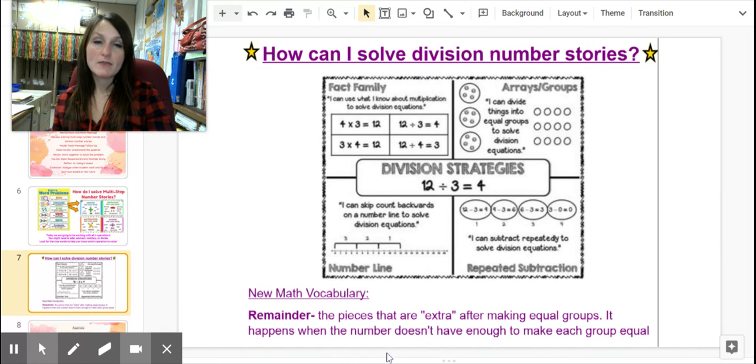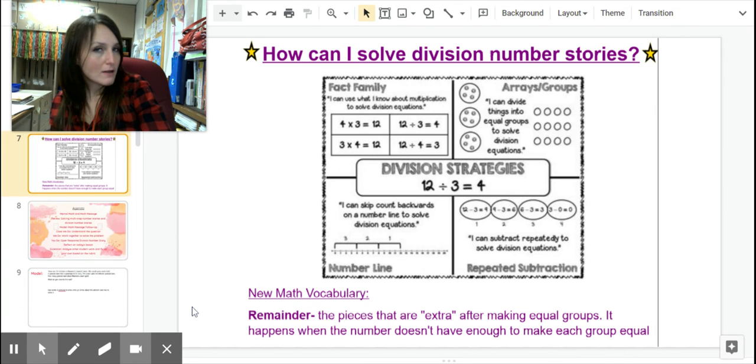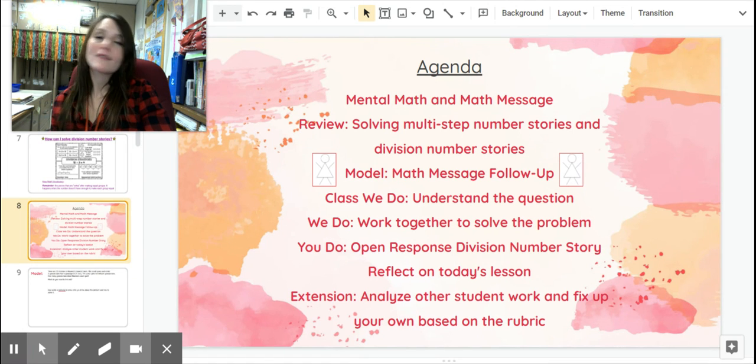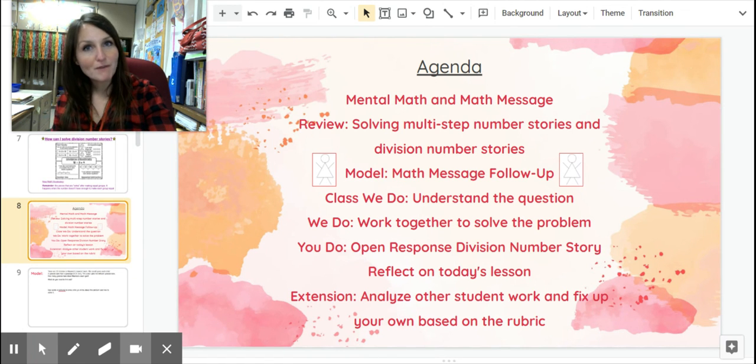Well, you can have the same thing when you're sharing with a division. It happens when the number doesn't have enough to make another equal group. There is an extra piece. So you might need to know that for today's lesson. Hint, hint. I'm going to pause here, and then I'm going to come back and show how I would have solved the math message.